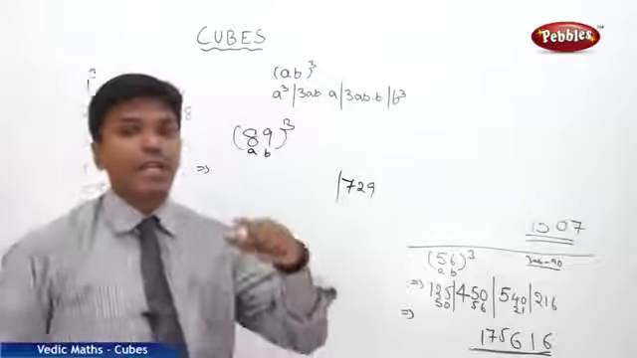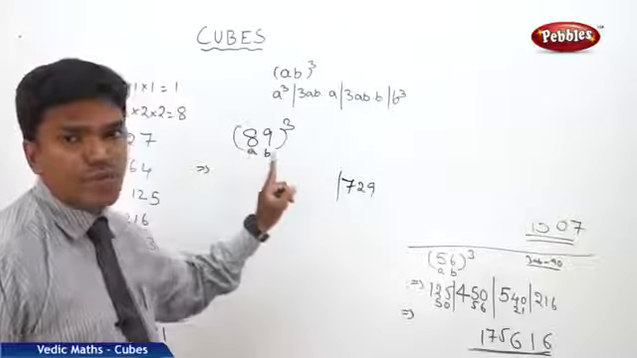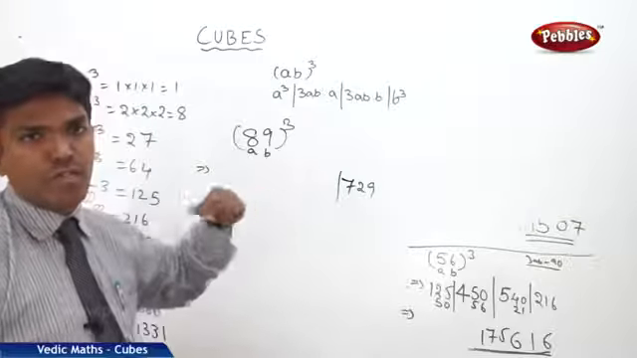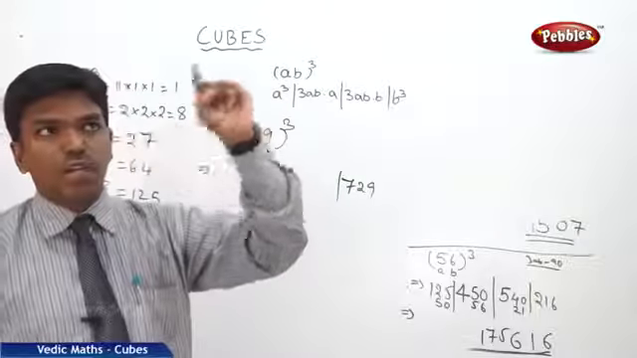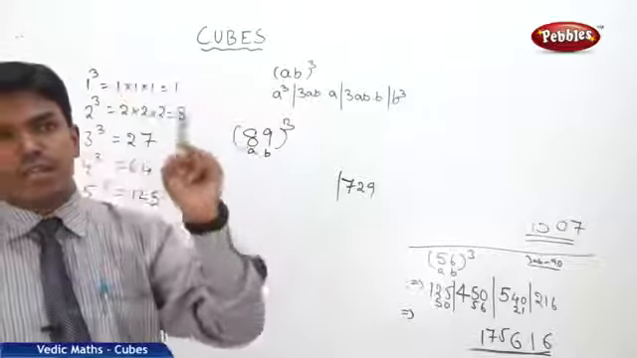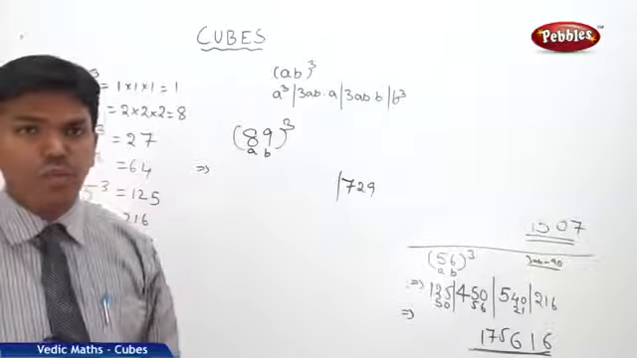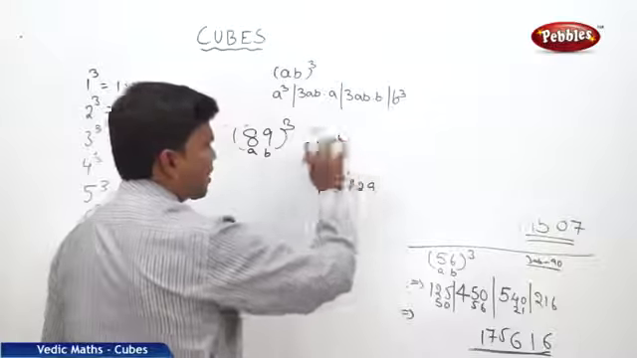So first calculate 3AB and keep it aside. So 3AB, 3 into 8 into 9. 3 8s are 24, 24 9s are how much? 216. 9 2s are 18, 180. 180 plus 9 4s are 36. 180 plus 36, how much? 216. So 3AB value is 216. Just keep it aside.